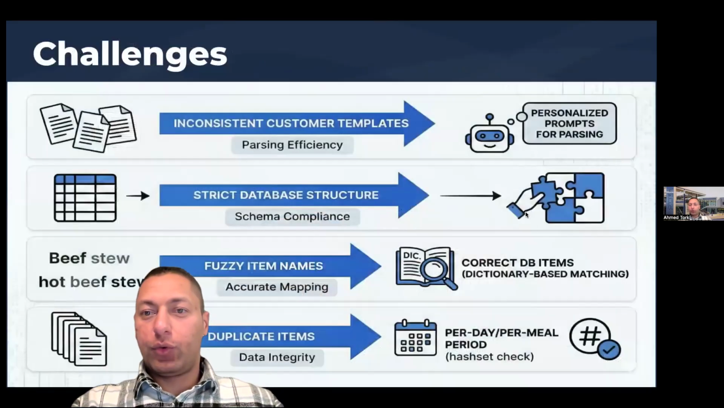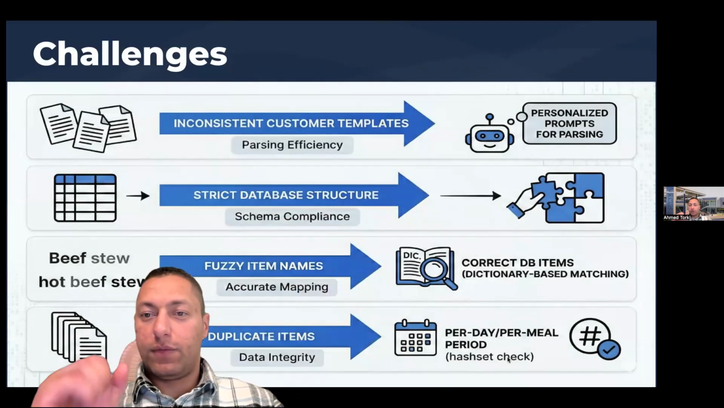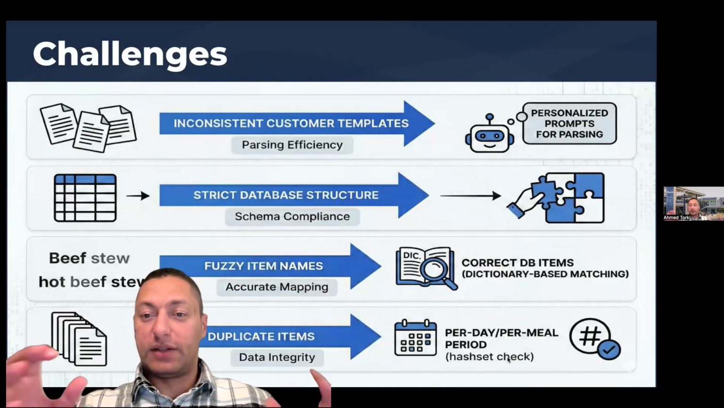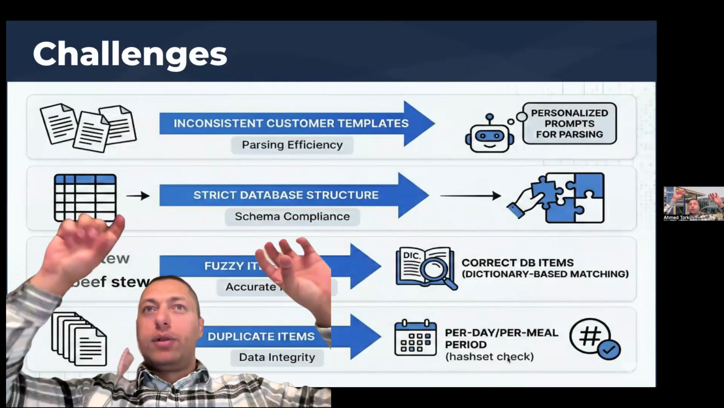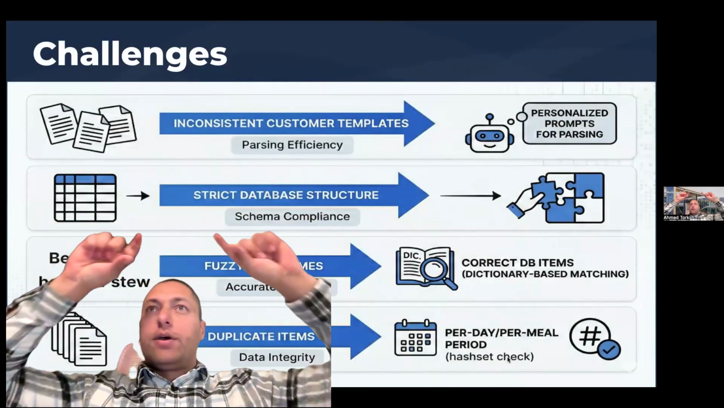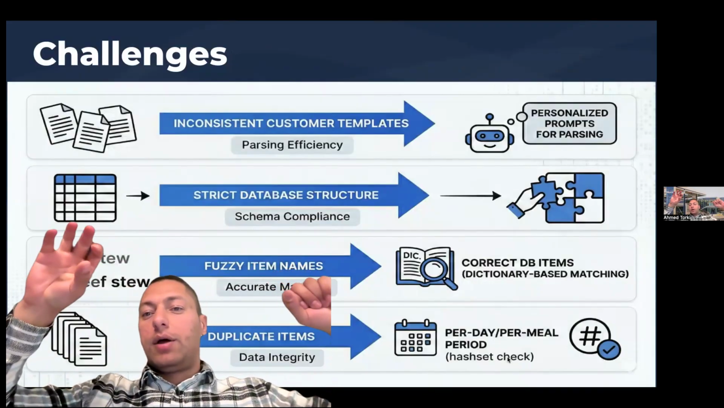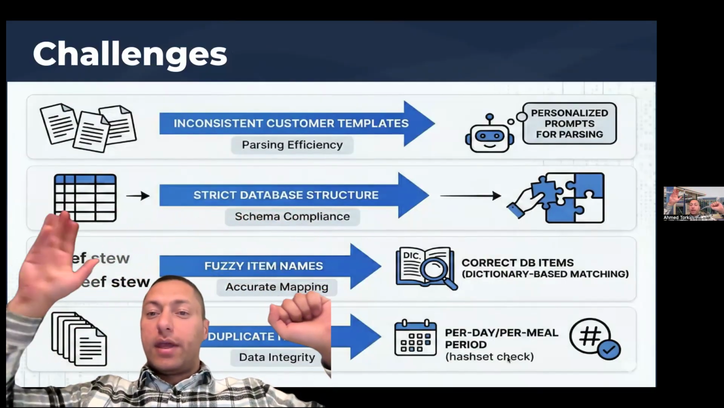And here is the challenge that I talked about. The first challenge is inconsistent customer templates. For this, the solution is a personalized prompt for parsing. As an example, we have a menu plan that has the dates like Monday, December 1st on the header. For this customer, I'm going to personalize the prompt to read the dates from the header.